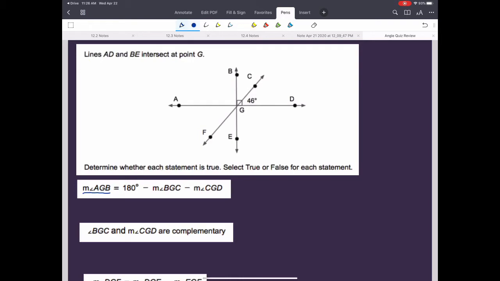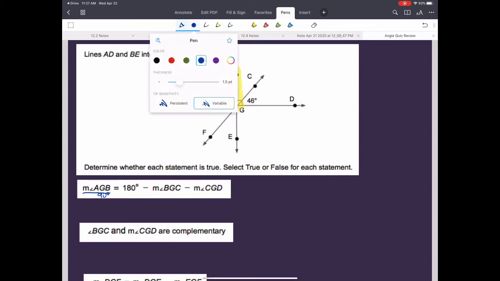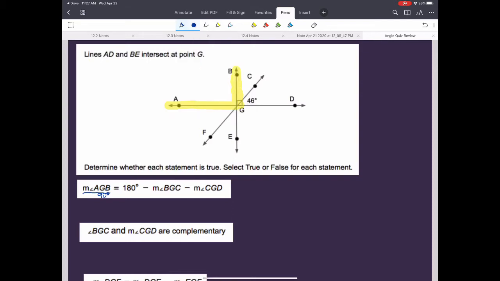Now the measure of AGB, let's go ahead and outline that. AGB is right here. That's a 90-degree angle right there. So I'm going to put that in there. So that's 90 degrees. Now what it's saying is that that angle is equal to 180 minus the measure of BGC. Now let's see, BGC is right here. The measure of CGD is right there. So now if this is 46 degrees, this has got to be 44 degrees because those are complementary to one another. So that angle right there is 44.